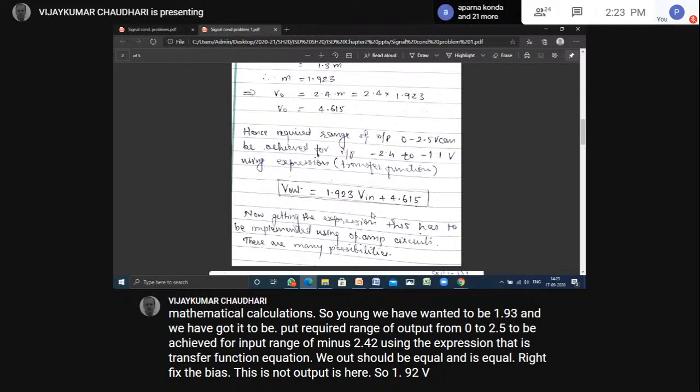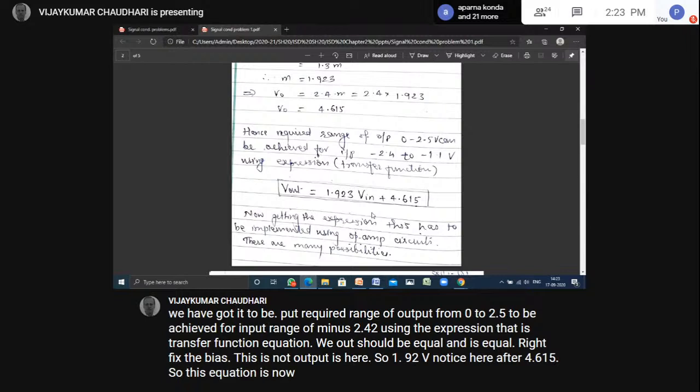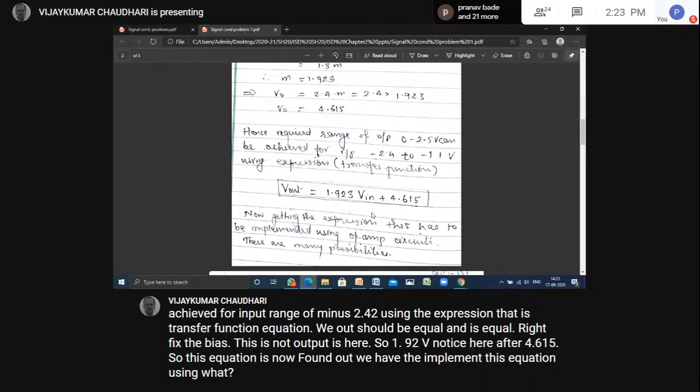We have to implement this equation using our op-amp circuits, the basic op-amp circuits that we have studied up till now. Okay, so what is your suggestion? What can we use?